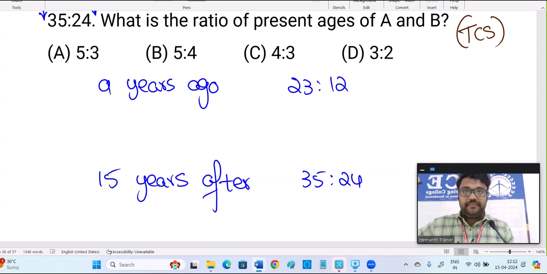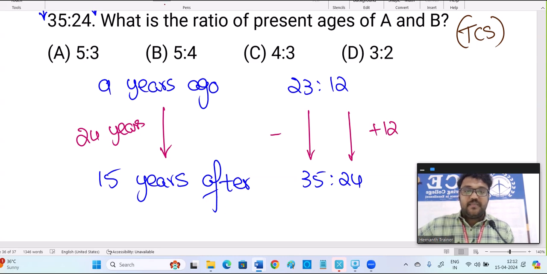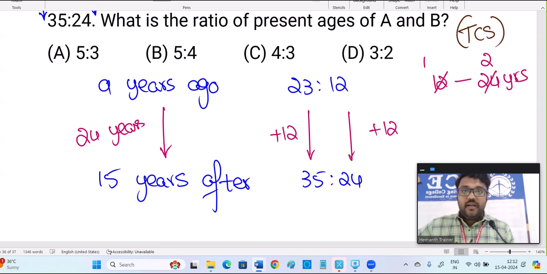What is the gap between 9 years ago and 15 years after? It is 24 years. In the ratio, both terms are increased by 12. As both are increased by 12, we can map it directly: 12 in ratio means 24 years outside, so 1 in ratio means 2 years. So 23 represents 46 years and 12 represents 24 years.